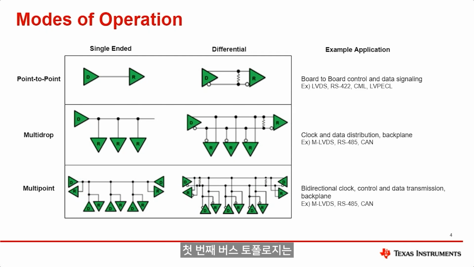The first bus topology is the simplest in nature, and it's point-to-point communication. This consists of a single driver transmitting to a single receiver. The next is multi-drop, where you have a single driver transmitting to more than one receiver. And the third is multi-point configuration, where the key factor here is that you have multiple drivers communicating over the same bus.